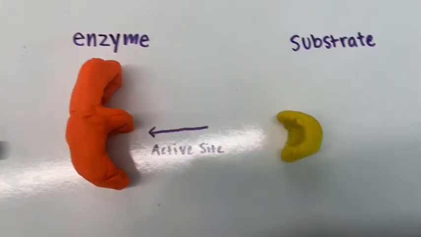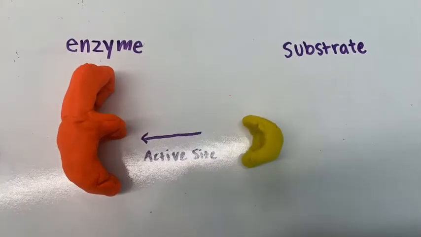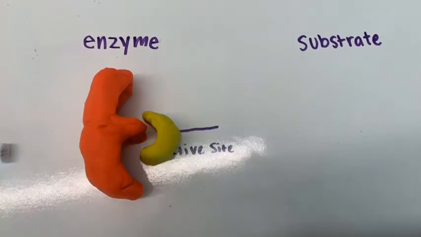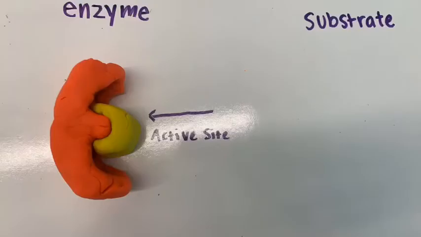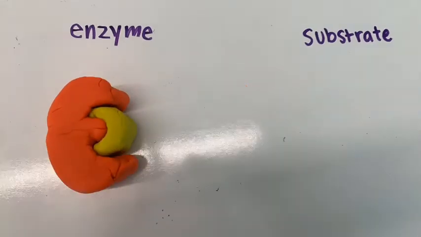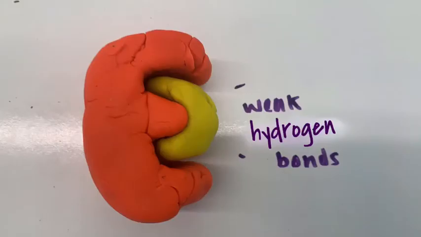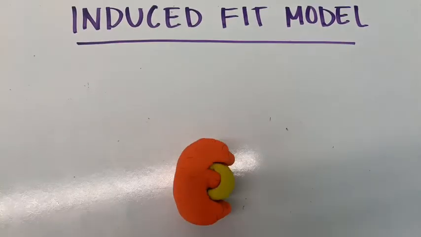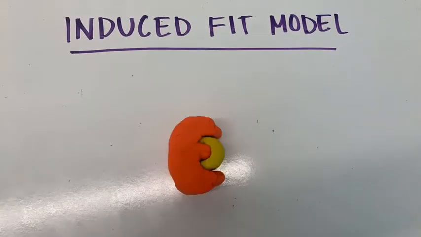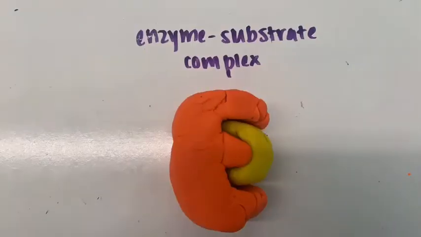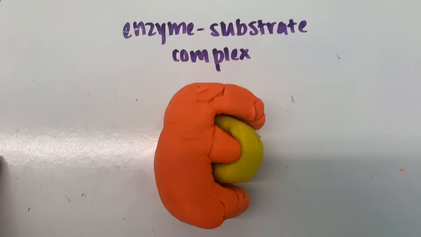The active site of an enzyme is flexible, so once the substrate is near it, the active site slightly changes to conform and mold to the specific shape of the substrate. They have a complementary shape to one another, and it is held by weak hydrogen bonds. Thus, we create our induced fit model, where they fit pretty close but not exact. The pair is now an enzyme-substrate complex.